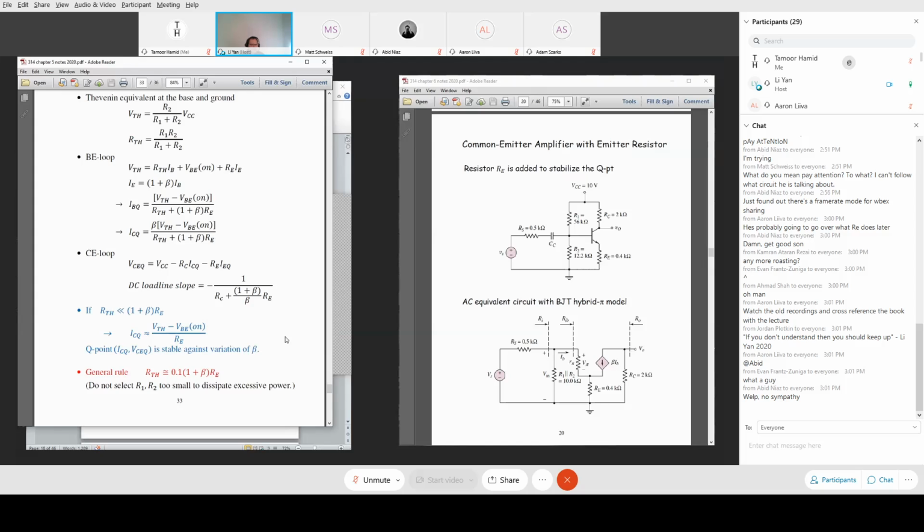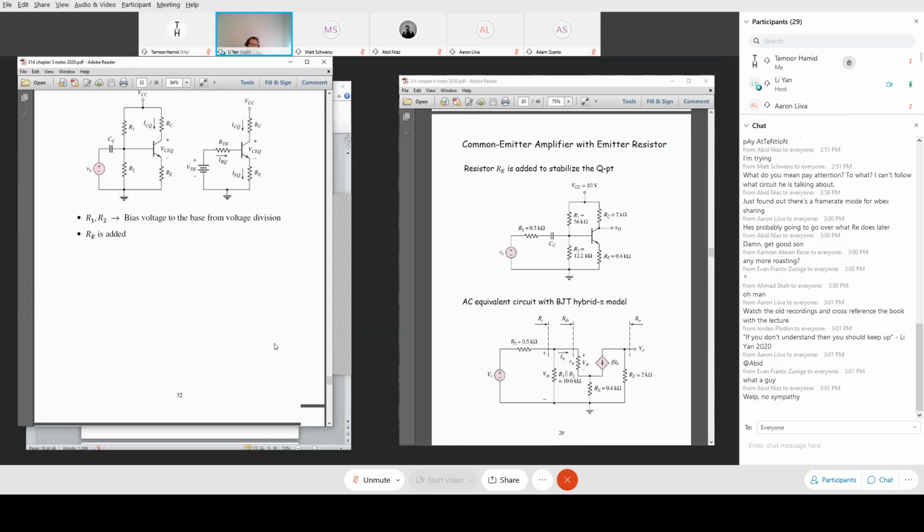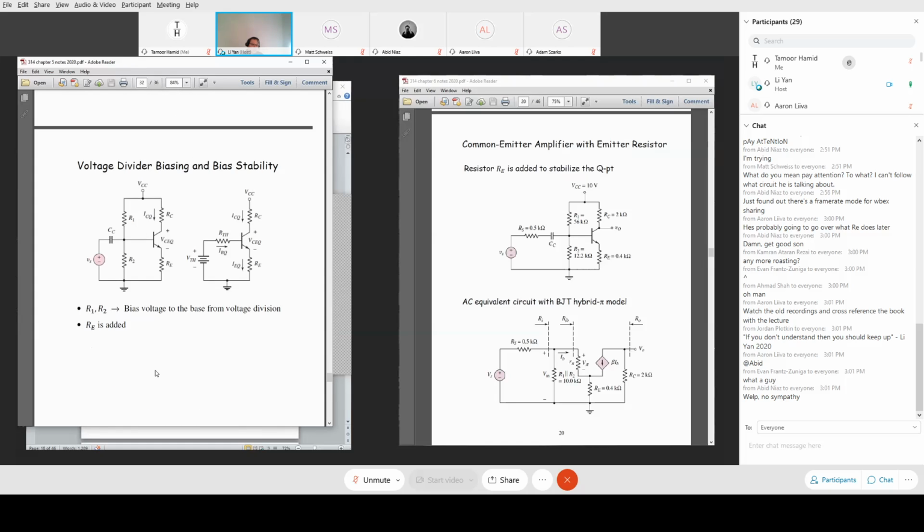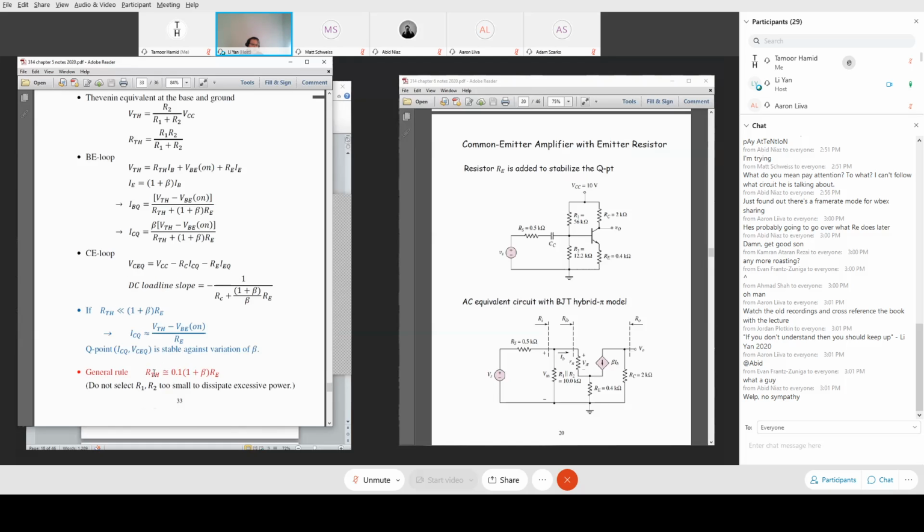Okay? Any questions? Chapter 5, slides 32 and 33 lay out all the basic principles: why we need the resistor RE, and what role RE plays. Of course, just sticking in RE doesn't make that happen; you need a satisfied condition.